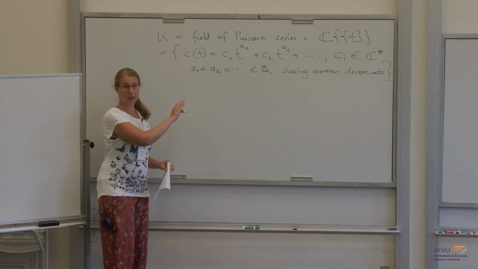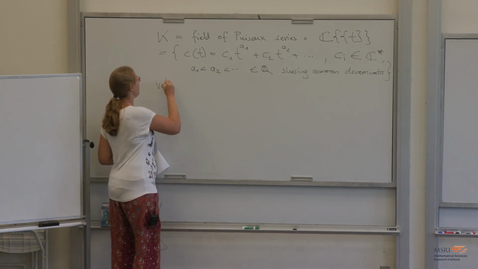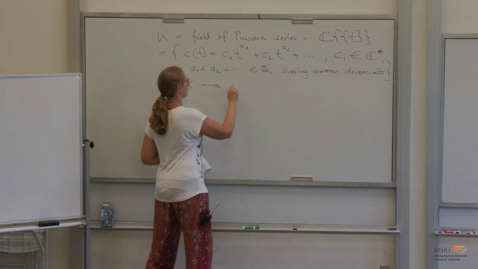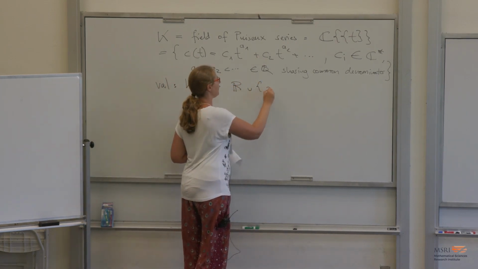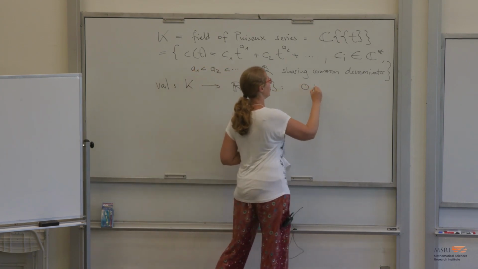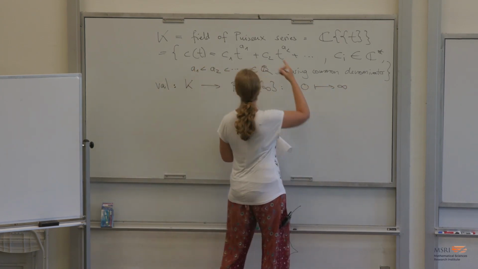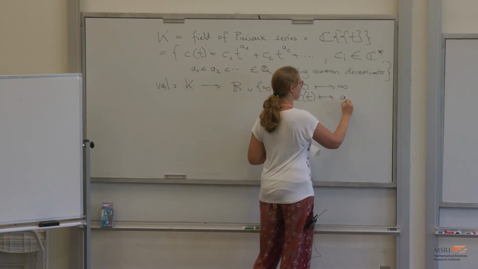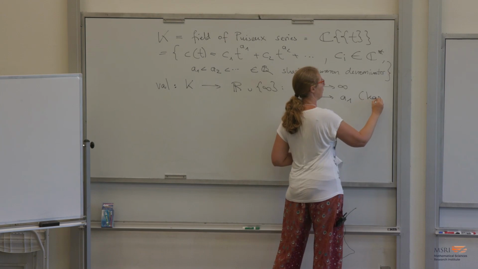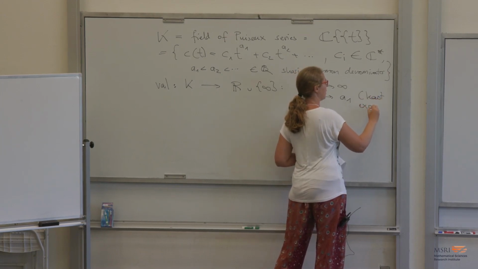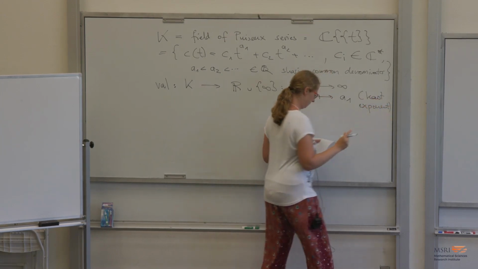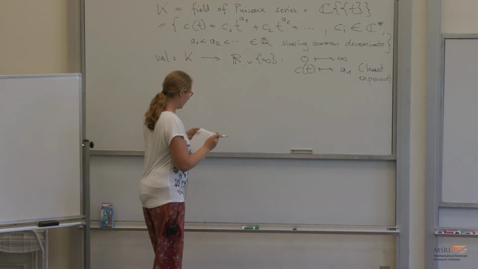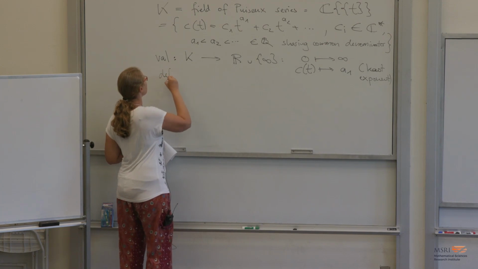What is good about this field is that it comes with a non-Archimedean valuation. So there's this map val, which goes from K to R union infinity, and it sends 0 to infinity, and then a formal series of this form, c of t, like above, to the least exponent, a1, I called it in this notation above. And that thing defines a non-Archimedean valuation.